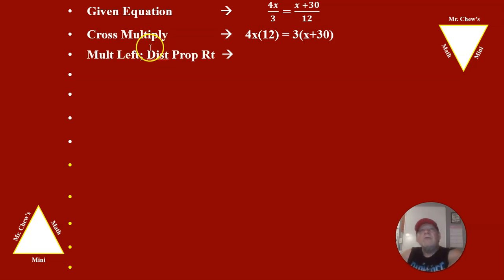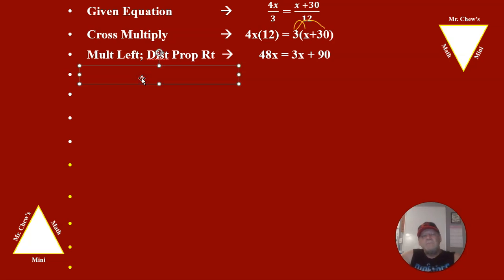Then I'm going to multiply the 4x times the 12 on the left, and then use the distributive property to multiply the 3 across the whole parentheses. So I'm going to take the 3 times the x plus the 3 times the 30. And that is called the distributive property. So I have 48x equals 3x plus 90.